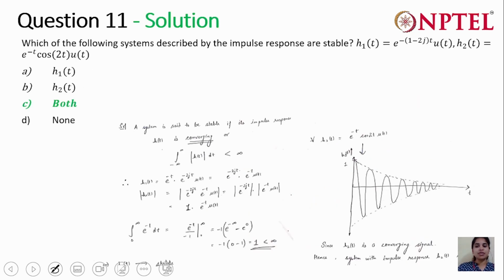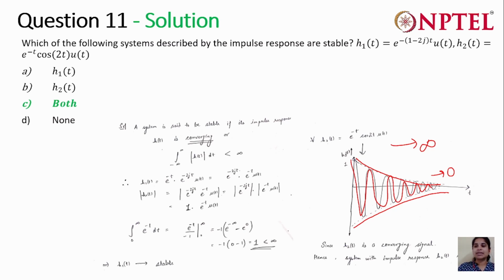So for H2, we already saw that it is a stable system. How will H2 look? It is e power minus t. So the outer envelope is e power minus t, and in this we have a cos of 2t embedded in it. So we get something like this. It's a falling or decaying exponential. When t tends to infinity, this is going to tend to 0. So this is a stable system.